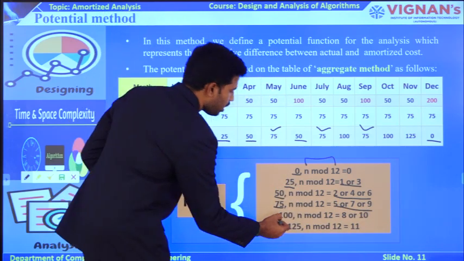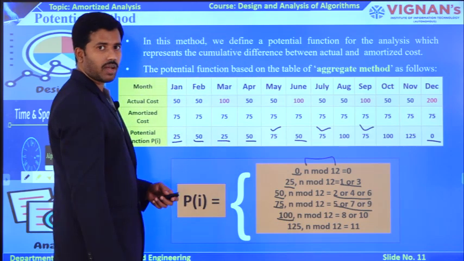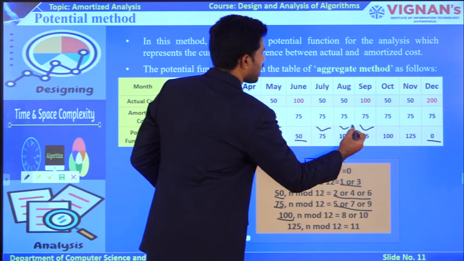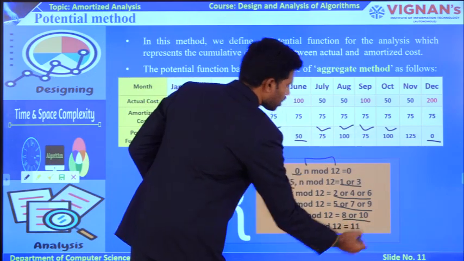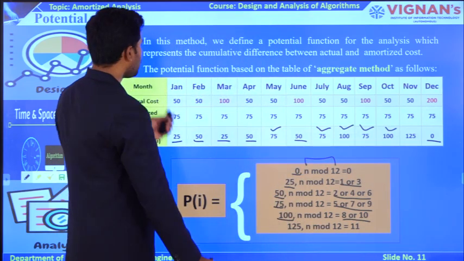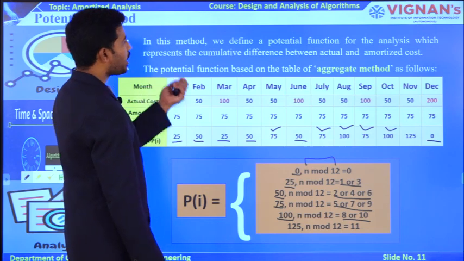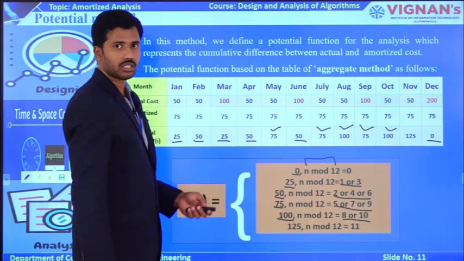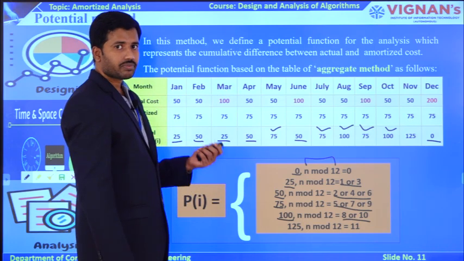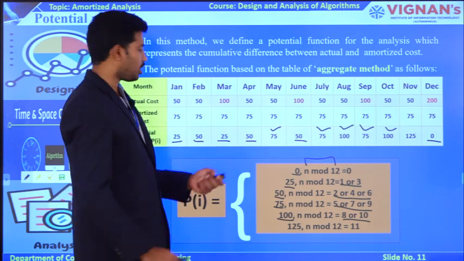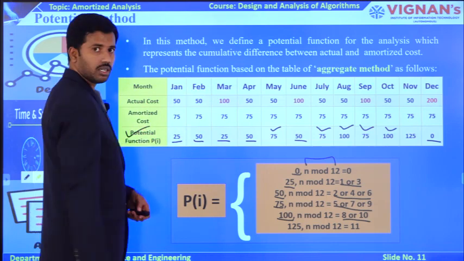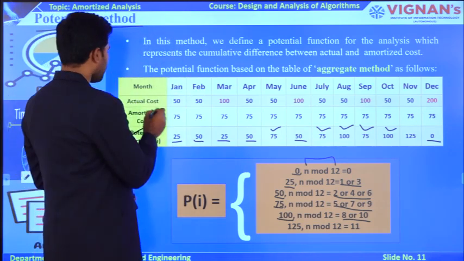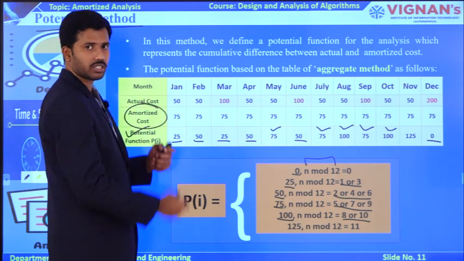And at how many months am I going to get the potential value as 100? Ultimately it can be possible at the 8th month as well as the 10th month. That's why here it is declared as 8 or 10. So based on this aggregate method table, you have the capability to convert this into a potential function. Why? Because in the aggregate method you are finding the potential function, right? But in the potential method you are finding the amortized cost. It's simply a reverse approach.